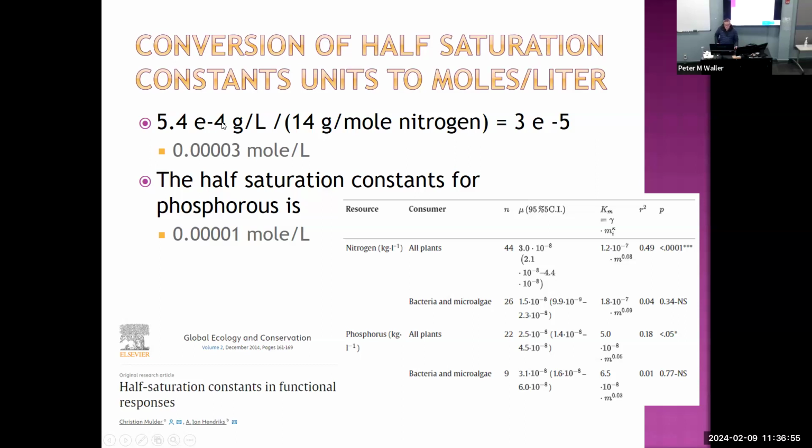Now I needed to convert it to moles per liter because I'm going to be calculating my nutrient concentrations in moles per liter. So I'm going to divide, for example, this by the molecular weight of nitrogen, 14. And that's going to give me 0.00003 moles per liter as my half saturation rate coefficient for nitrogen. And then my half saturation rate coefficient for phosphorus is 0.00001 moles per liter. And like I said, I got these values from different papers, not this paper.